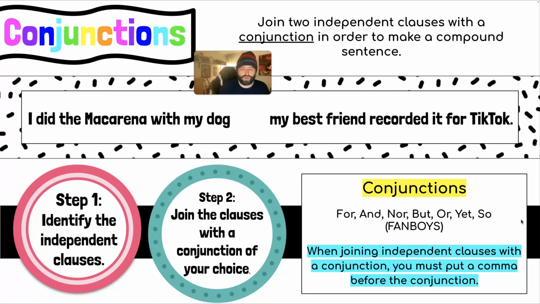When joining independent clauses with a conjunction, you must put a comma before the conjunction. This is so hard for some of us, but we have got to do it. We are doing really well with putting the conjunctions in, but we're missing the comma, and I'm going to take off points because it's an expectation that you put the comma and the fanboys. Or we'll talk about another method here in a second. But if you don't do that other method, a comma and a fanboys. So I did the Macarena with my dog, and my best friend recorded it for TikTok.